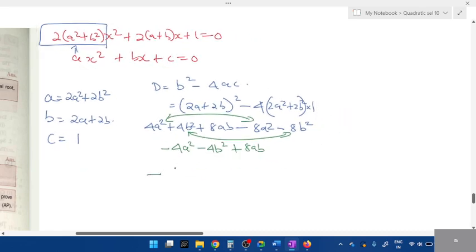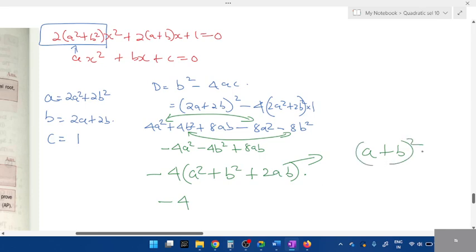So you take minus 4 outside. What do you get? a square plus b square plus 2a. Minus 4 as it is. How does this look like? Doesn't it look like the a plus b whole square formula? Right? So the discriminant is minus.